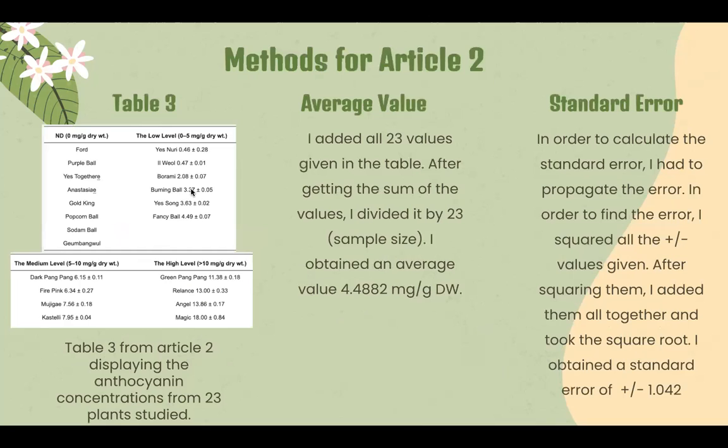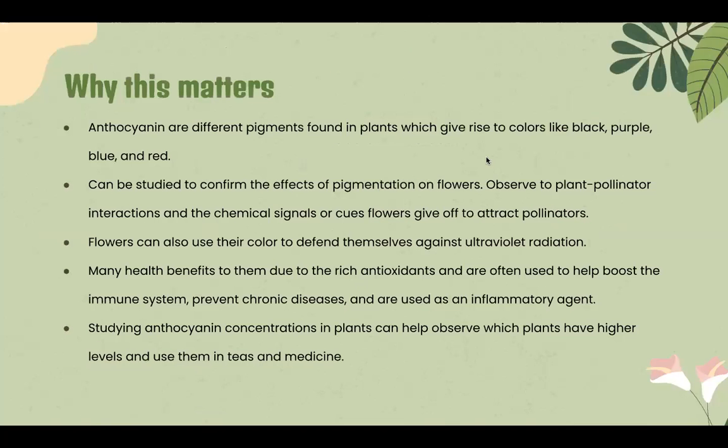For article 2, I was given a table with the values of 23 different plants. I added all the 23 values given in the table, divided by 23, which is the sample size, and obtained an average value of 4.4882 milligrams per gram dry weight. I also calculated my standard error as done before by propagating the error and adding all the plus minus values given, squaring the plus minus values, finding the sum and taking the square root of that, and I obtained a standard error of 1.042. You might ask why this matters.